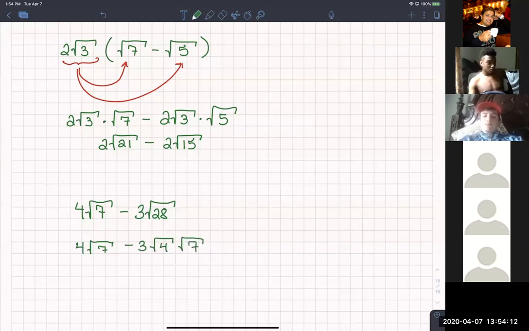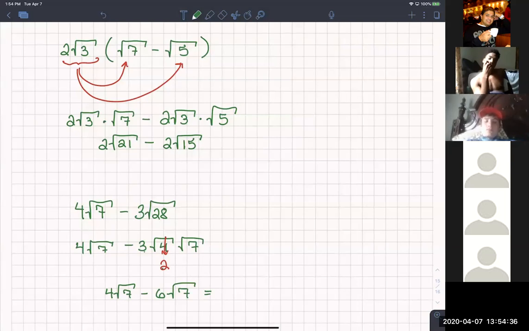And what does 4 become when I pull it out? 2. Radical 2. Okay. And then what happens? 3 times 2 is? 6. Now, can I combine these? Yes. Why? Because I have the same number under the radical. And what do I get when I combine them? You get negative 2 root 7. Yeah, negative 2 root 7. Perfect.